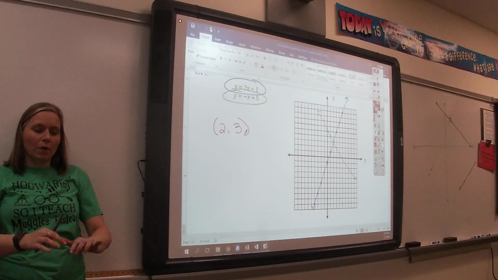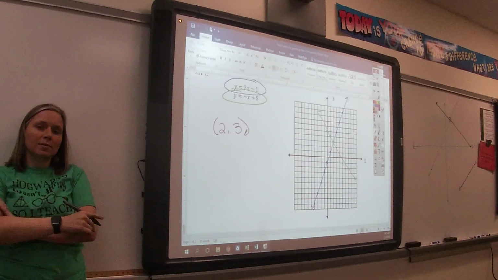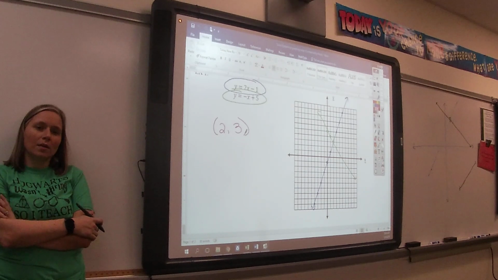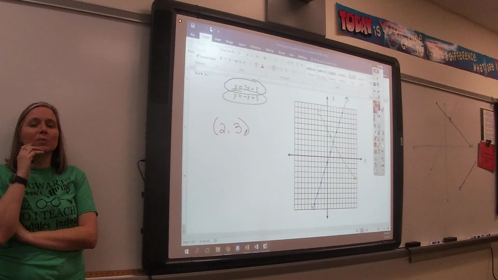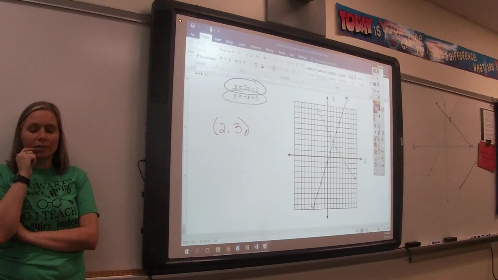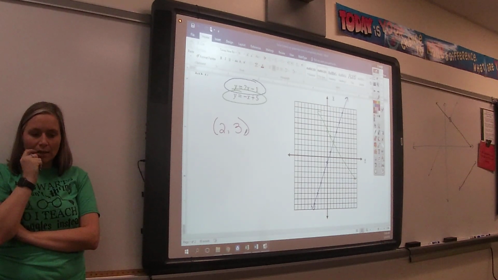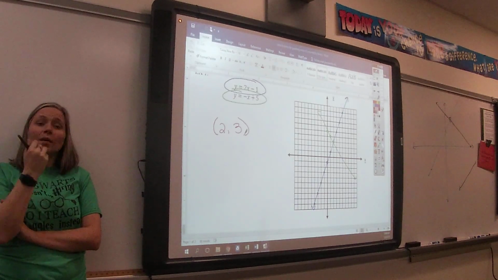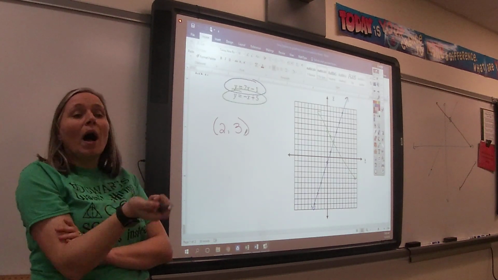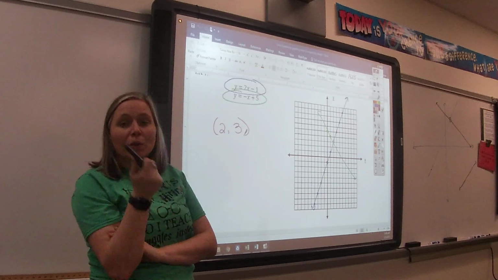Go up in your notes. What did we say the solution to a system is? What did we write down for what is the solution of a system? What does the answer represent? It's the X and Y that make both equations true at the same time.